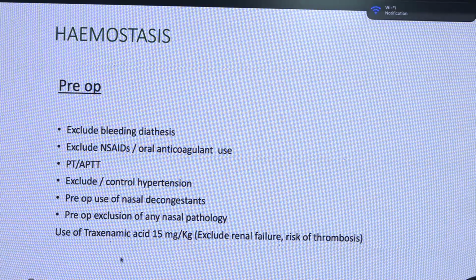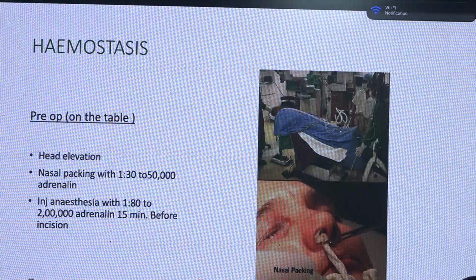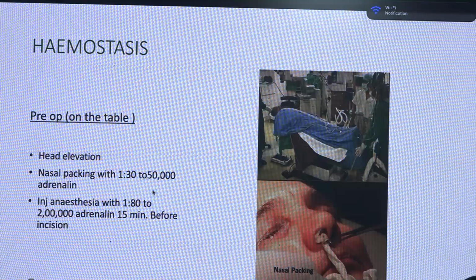Pre-op exclusion of nasal pathology, and tranexamic acid has proved to be very useful in those predisposed to bleeding. Of course, exclude renal failure and risk of thrombosis, and if you can, tranexamic acid really helps in reducing the bleeding. On the table, head elevation was stressed, and nasal packing with 1 in 30,000 to 50,000 adrenaline, and injection anesthesia with 1 in 80,000 where it is not contraindicated because of blood pressure or something. Otherwise, 1 in 200,000 adrenaline, 10 to 15 minutes before incision.